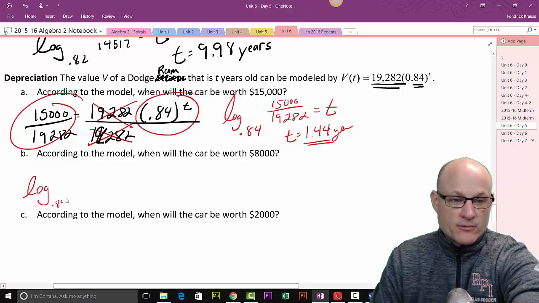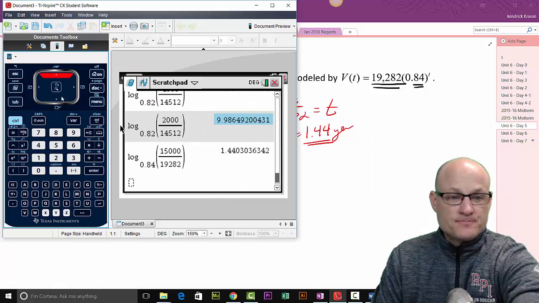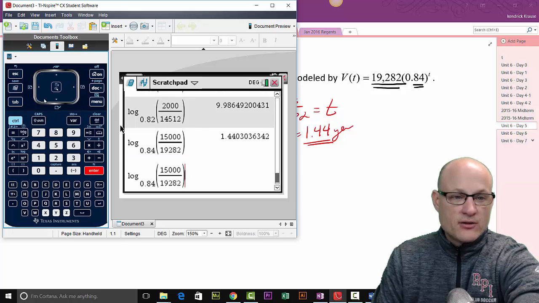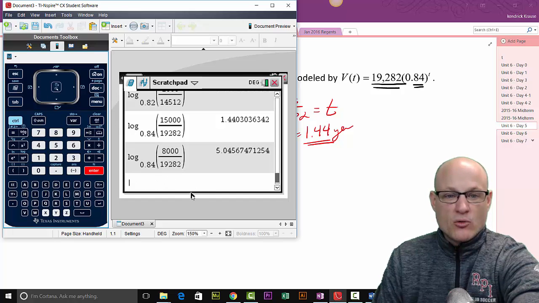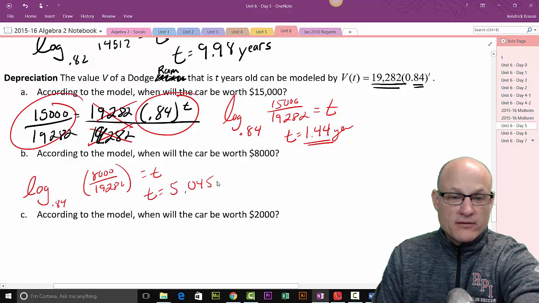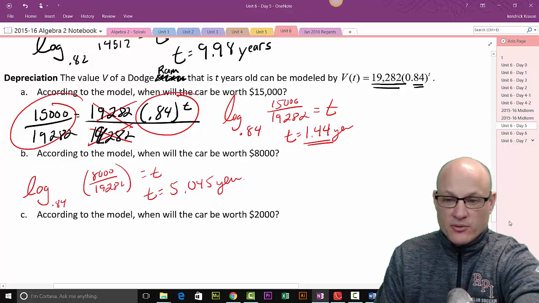Now we're going to do the same math, but now I don't have to redo all this math. It's log base 0.84 of 8,000 divided by 19,282. My math over here is just to change the 15,000 to now 8,000. And we get 5.045 years equals t. So t equals 5.045 years. That's years, by the way.